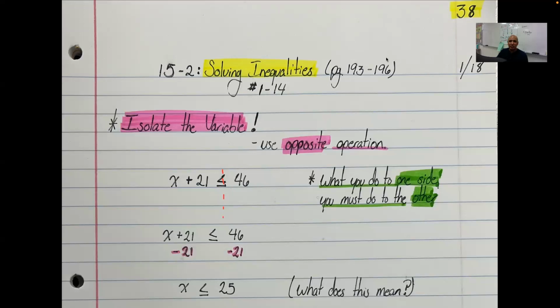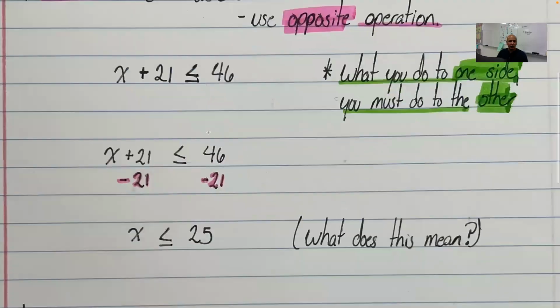Again, our goal is to isolate the variable, get the variable by itself. We're going to use the opposite operation of whatever's happening to the variable. And whatever we do to one side, we must do to the other. Let me solve this down here, actually. We have x plus 21 is less than or equal to 46. Here's my variable. It is not isolated because I'm adding 21. How do I get rid of plus 21? I do the opposite operation, which is to subtract 21. And so the variable is now by itself.